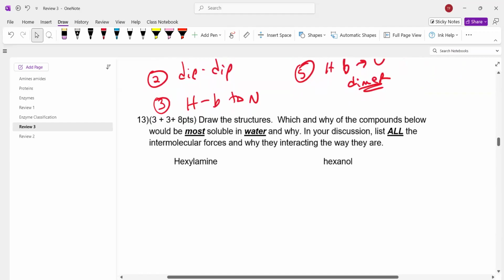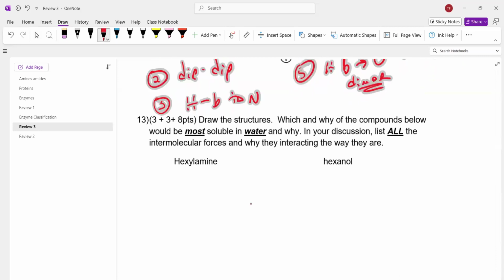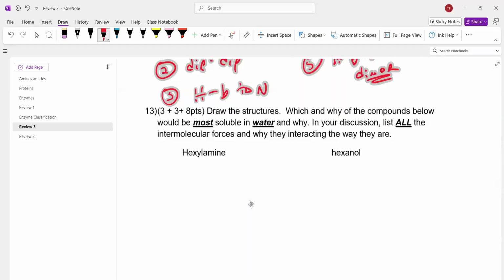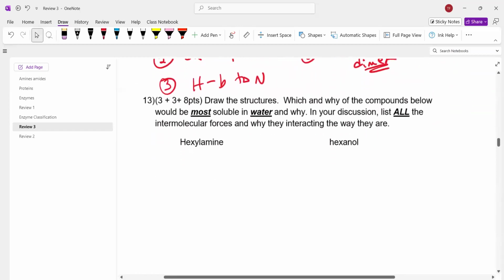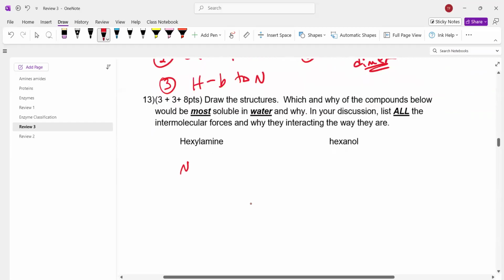Okay, so we have draw the structures. Let's draw the structures really fast. Hexylamine. So that means you're going to have a nitrogen, and we have hydrogen, hydrogen, and then we have a 6-carbon attachment there. So 1, 2, 3, 4, 5, 6. And then we have hexanol.